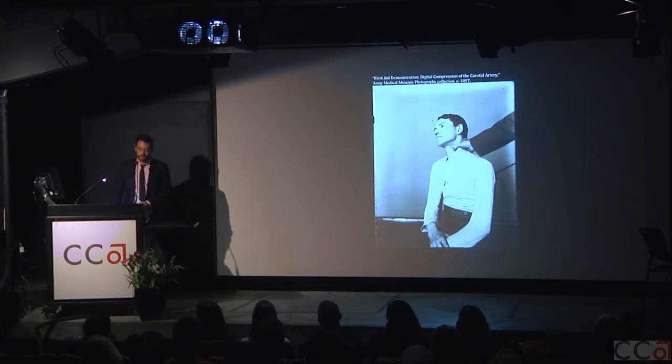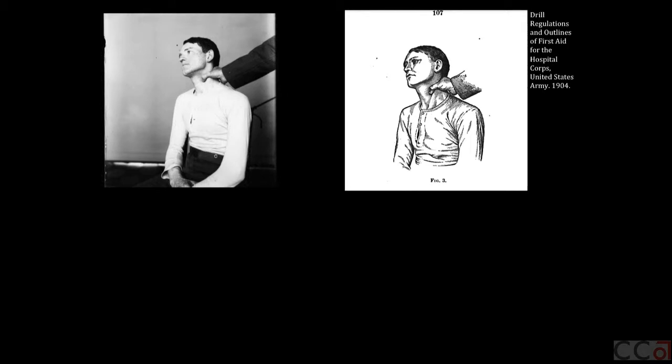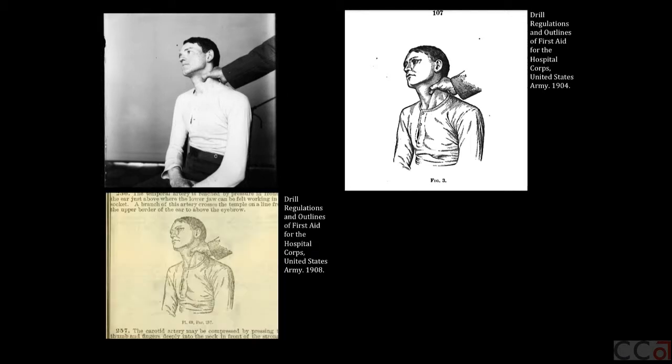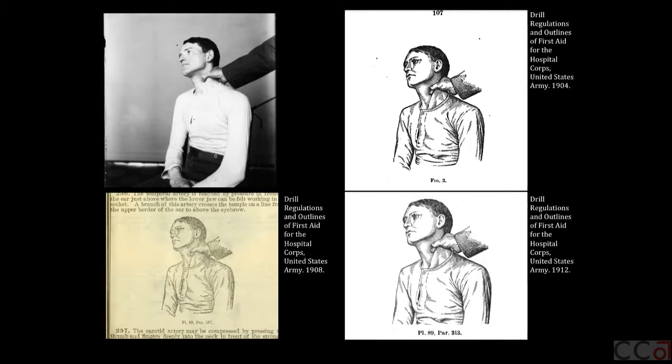The individuals in this photograph demonstrate the palpation of the carotid artery. This particular photograph was produced in 1897 and was used for decades later as the basis for some of the earliest first aid illustrations in the US, some of which were included in this 1904 handbook, a 1908 handbook, and a 1912 version as well.